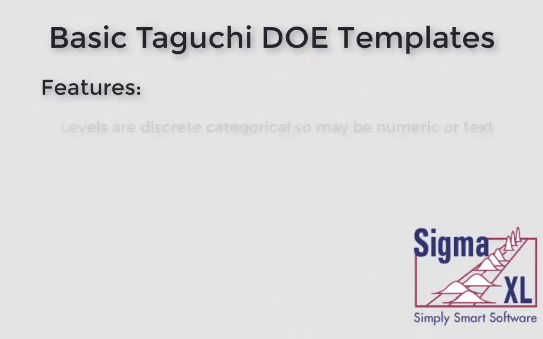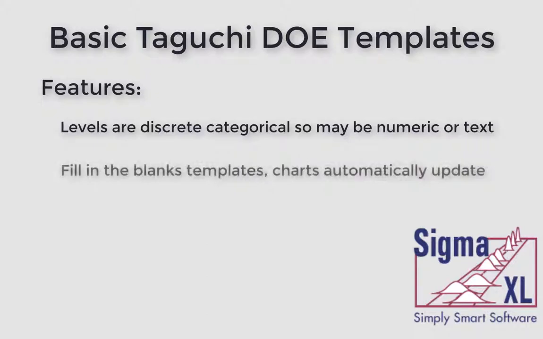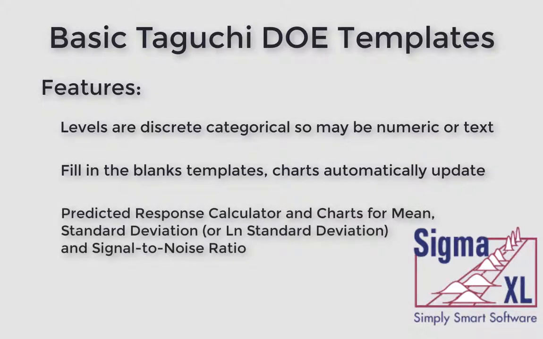Each template features discrete categorical levels, so they may be numeric or text-based. These templates are also fill-in-the-blanks templates, so charts automatically update. They include a predicted response calculator and charts for mean, standard deviation, and signal-to-noise ratio.